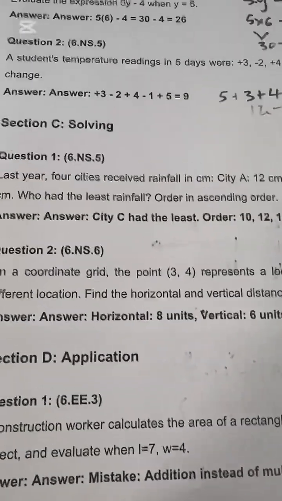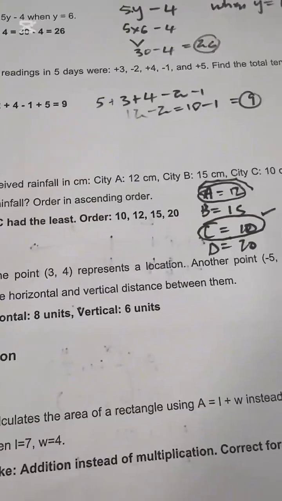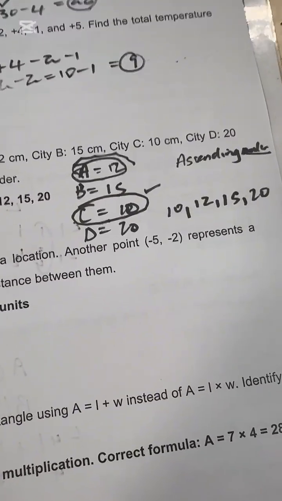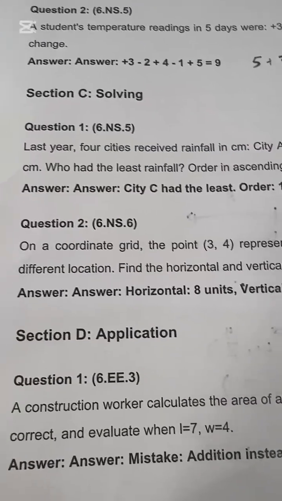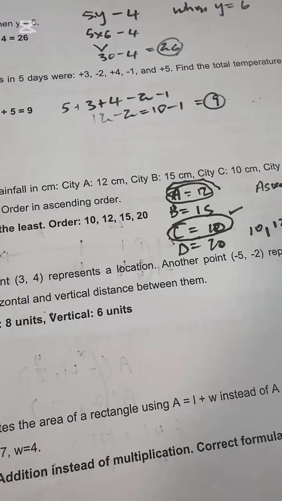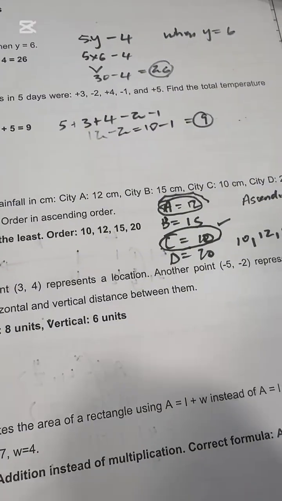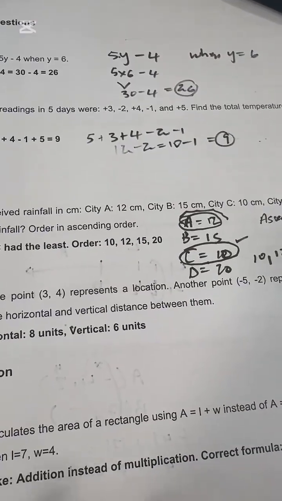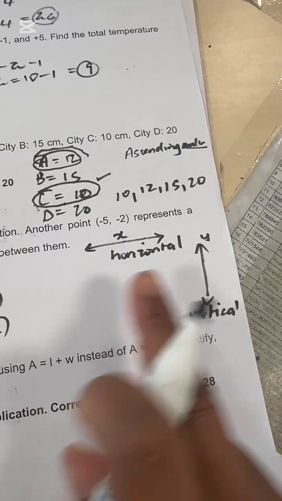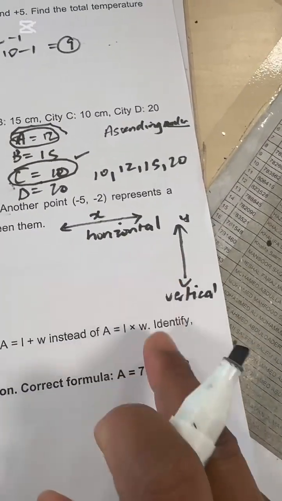On a coordinate grid, the points 3, 4 represent the location. Another point, -5, -2 represent a different location. Find the horizontal and vertical distance. Horizontal is always the x values, and then vertical would have been the y values. So the horizontal, every time you hear that, it's the x value. Vertical would be the y value.